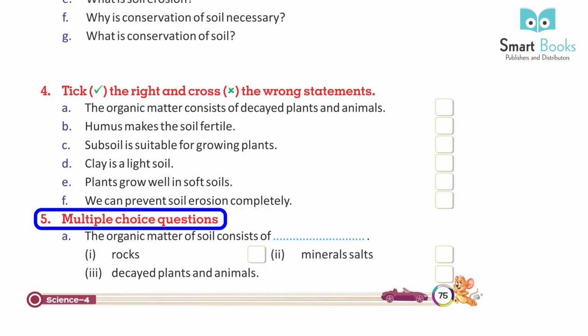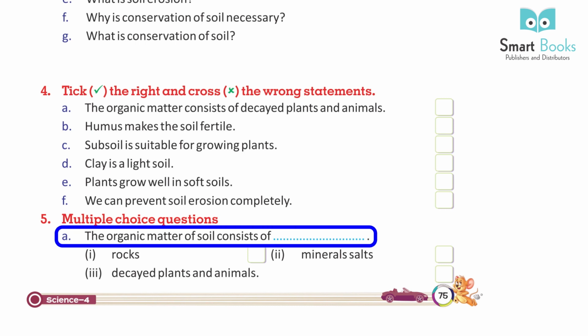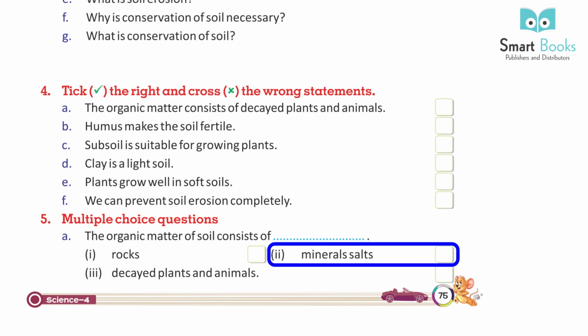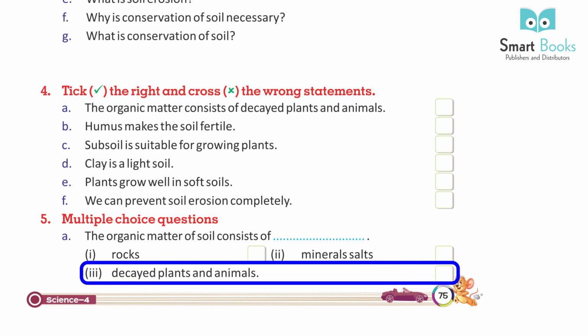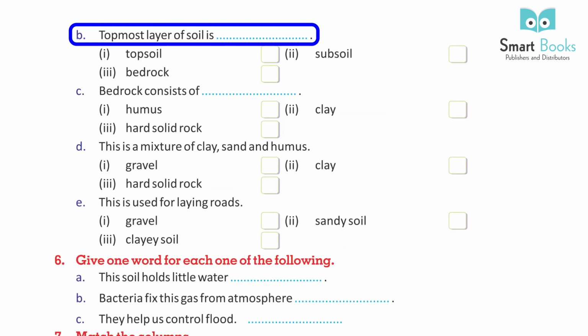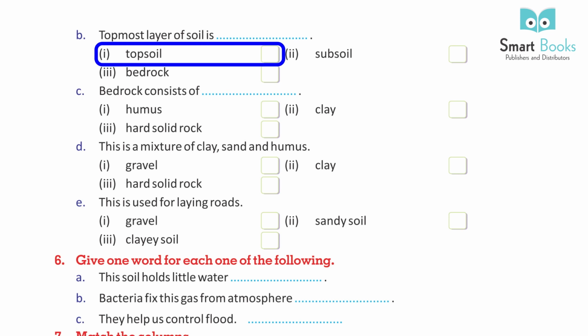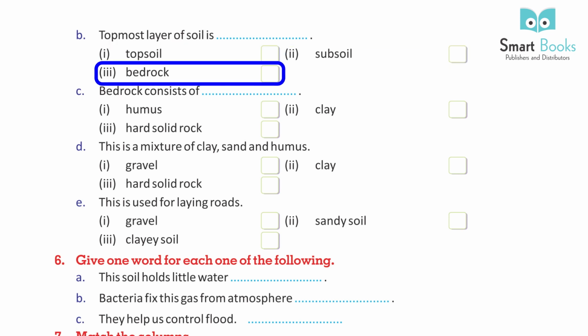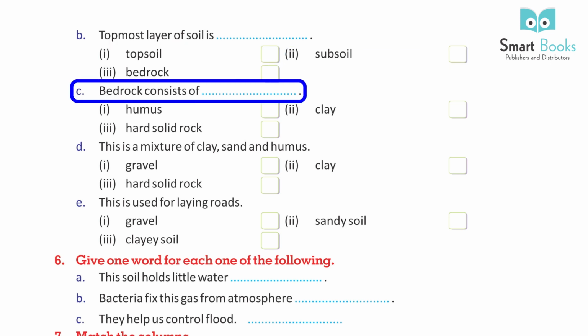5. Multiple choice questions. A. The organic matter of soil consists of dash. 1. Rocks, 2. Mineral salts, 3. Decayed plants and animals. B. Topmost layer of soil is dash. 1. Topsoil, 2. Subsoil, 3. Bedrock. C. Bedrock consists of dash.